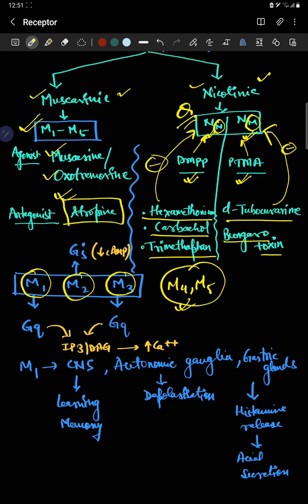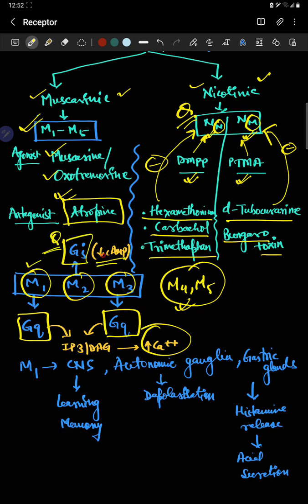M1 is Gq, M3 is Gq. Gq means it will involve IP3 and DAG and increase calcium. The most important thing to understand is that M2 is actually Gi, it is inhibitory and decreases cyclic AMP, but M1 and M3 do not act via cyclic AMP; they act via IP3, DAG and increased calcium.